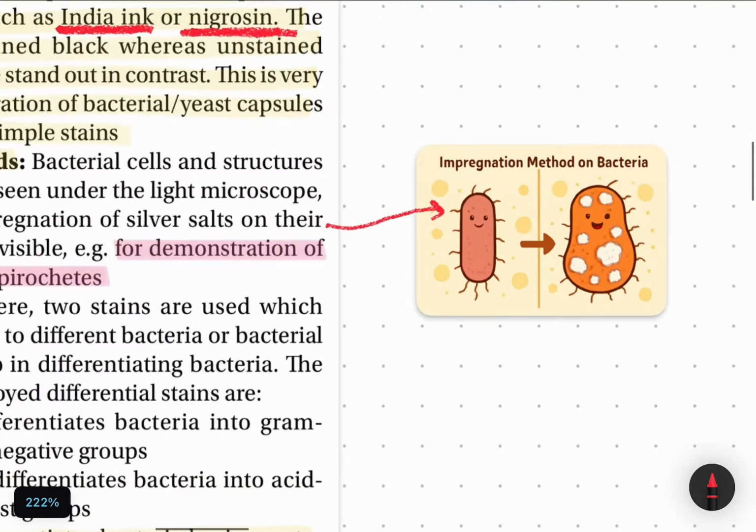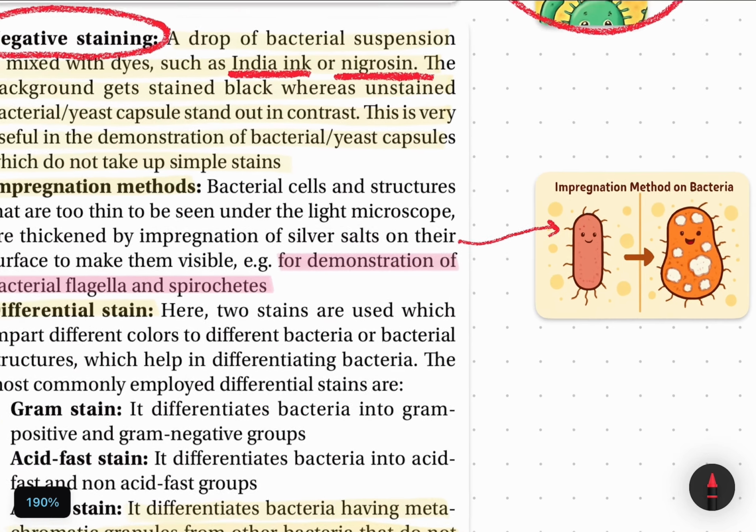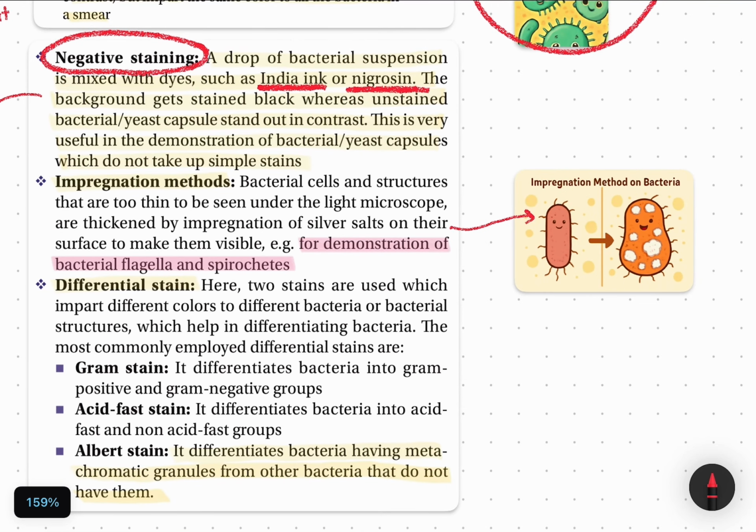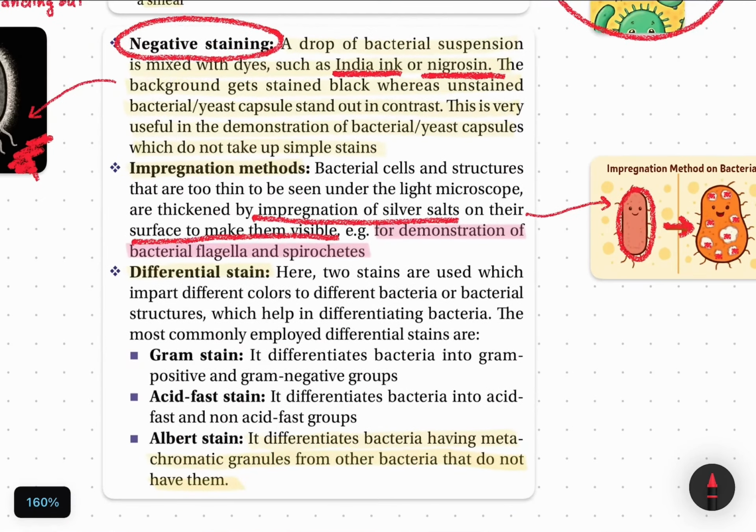Next is the impregnation method. What is the impregnation method? Normally the bacterial cell or its structures are very thin. You cannot normally see them under the light microscope. To make the structures a little bit thicker, we impregnate silver salts on their surface. So this very thin bacteria takes up the silver salt and it becomes big and fat. That is the impregnation method.